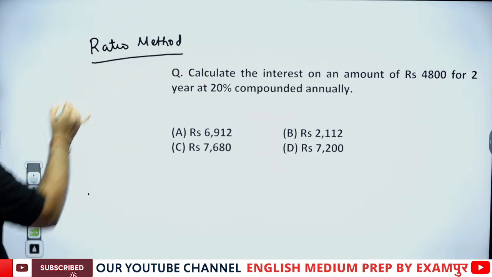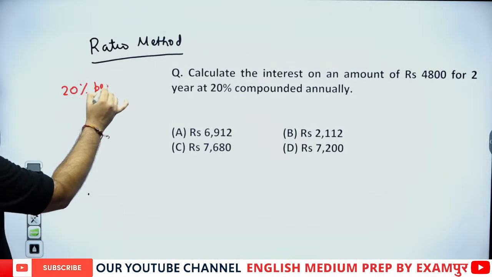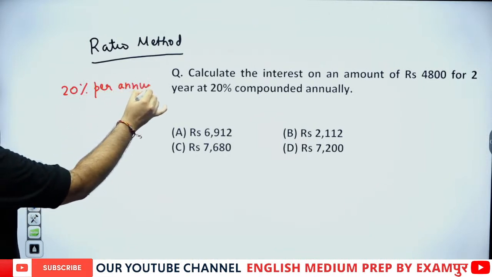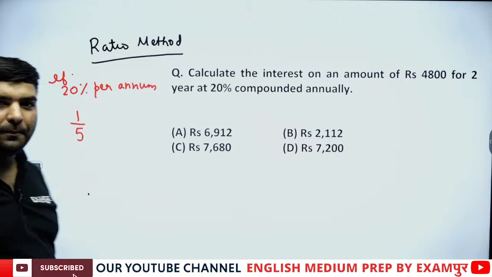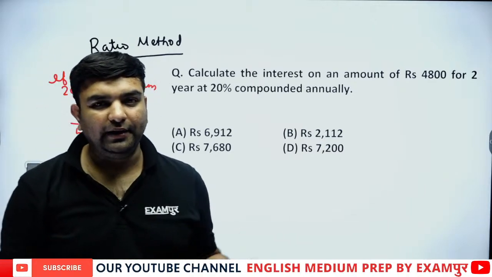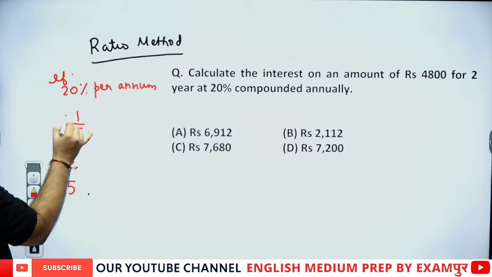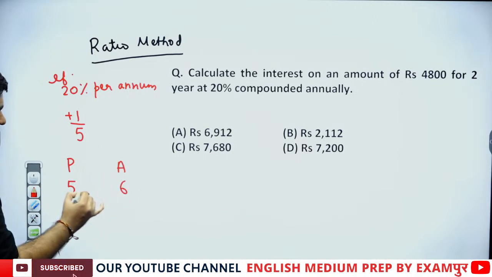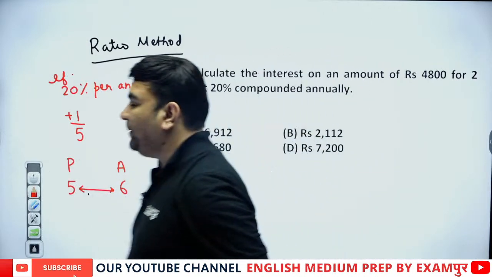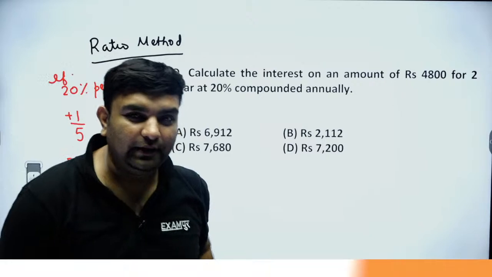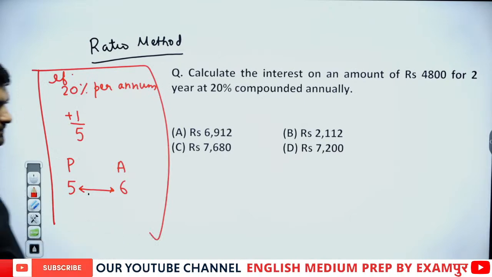The ratio method says if the rate is 20% per annum, it means you will get an interest of 1 over the principal of 5. So a principal of 5 will become an amount of 6 in 1 year. That is what this rate represents.